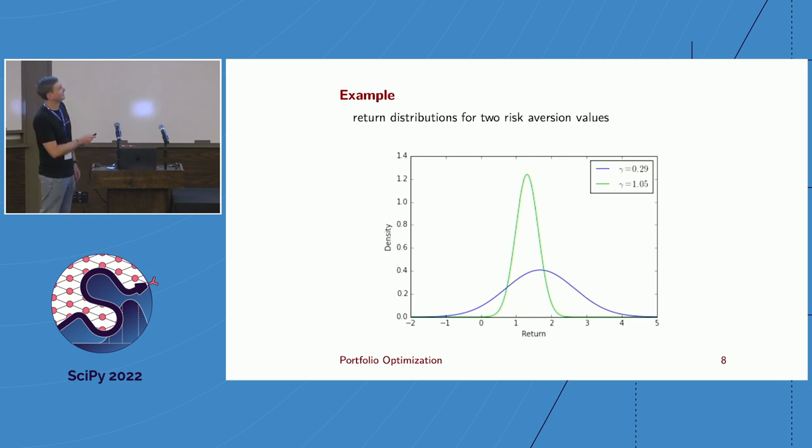And you can see if I'm willing to accept a higher risk, yeah, I have a bit higher return here in the expectation, but also the variance will be higher, indicated here by this wider curve in blue, versus if I'm more risk averse, I'm going to accept a lower expected return, but also the risk would be lower here.